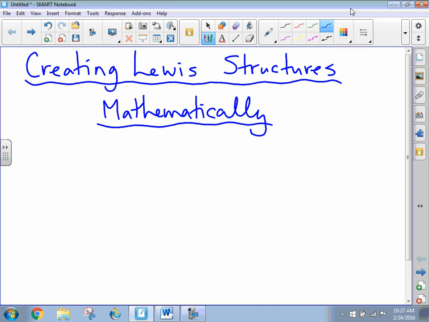Hey folks, okay, so this is a mathematical way of doing our Lewis structures. Yesterday, no, that would have been Monday, we worked on SO3, and I told you that we would do a step-by-step process on how to figure out the Lewis structure, which ends up being this: double bonded to the O, bonded to the O, bonded to the O, and we were a little bit confused about how all those bonds came.